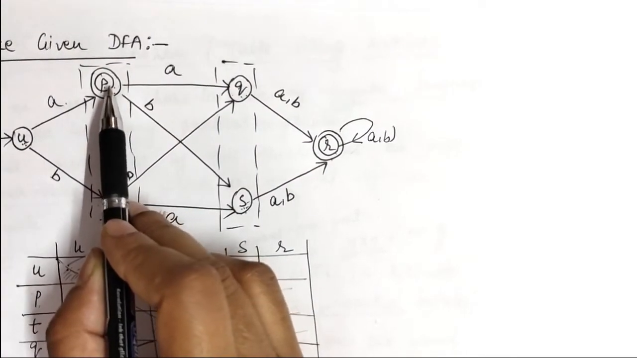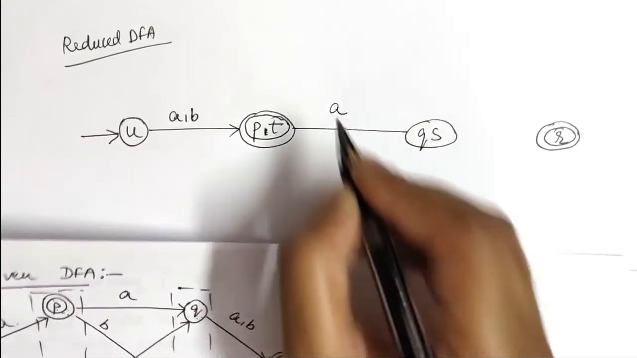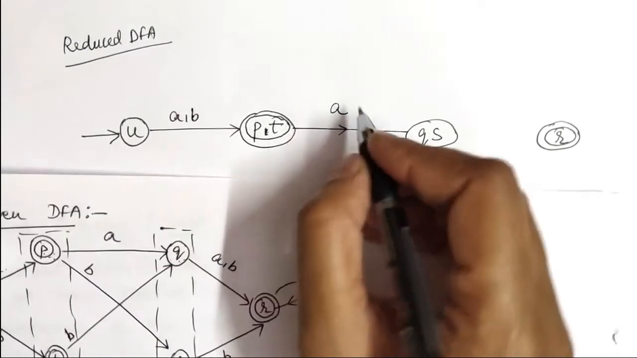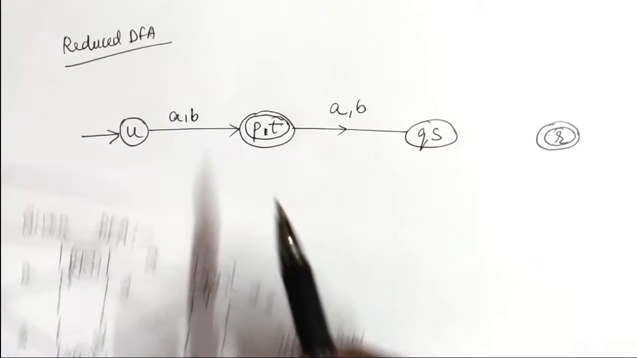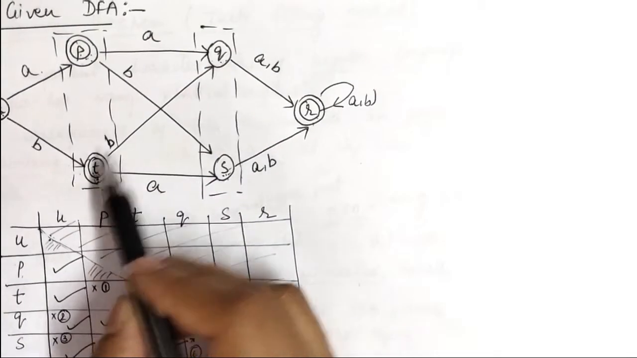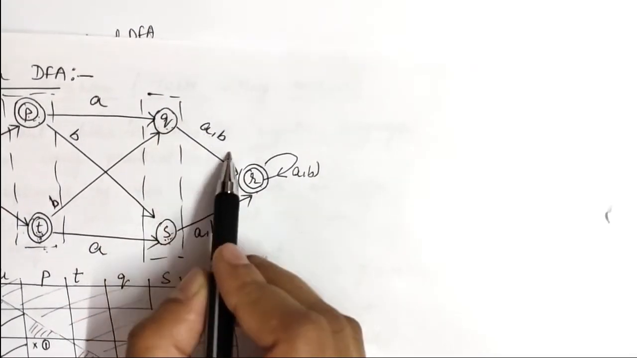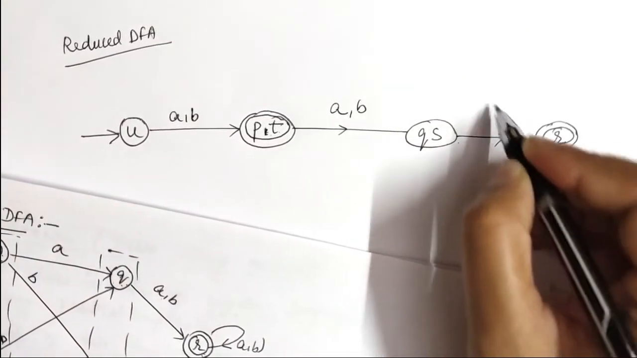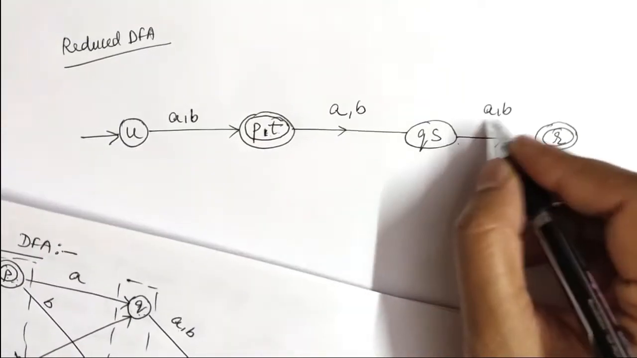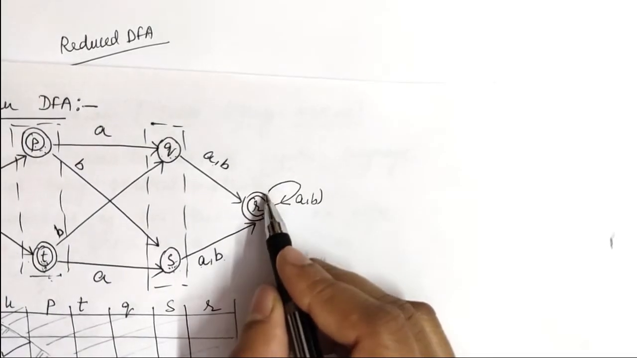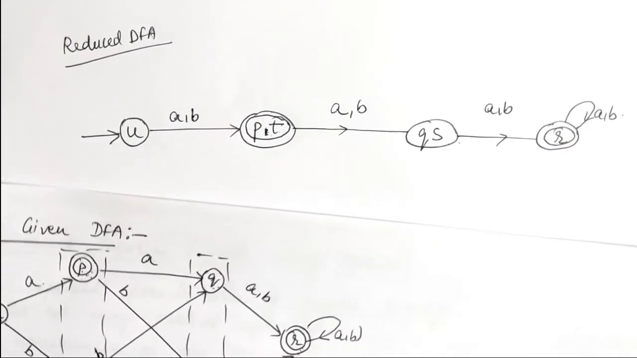Now for the P state, with small a it goes to Q, and with b it goes to S, so a comma b goes to QS. Now for T, with small a it goes to S, and with small b it goes to Q. Now for Q, a and b both go to R, and for S, for a and b it goes to R. So this remains the same, and for R, for a and b input, both remain in the same state.